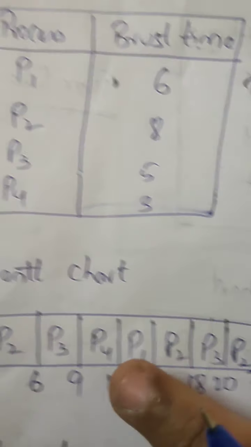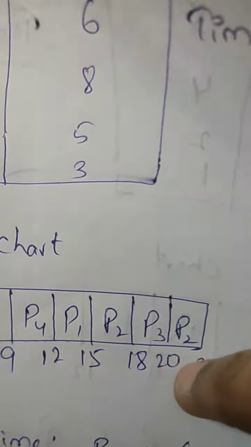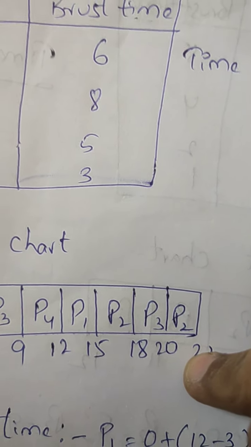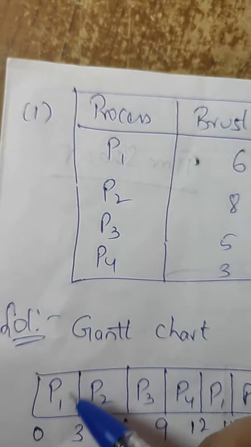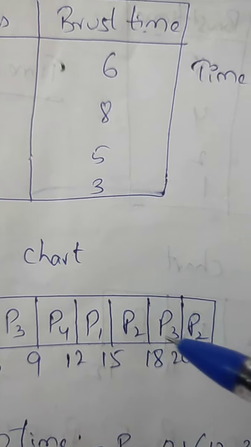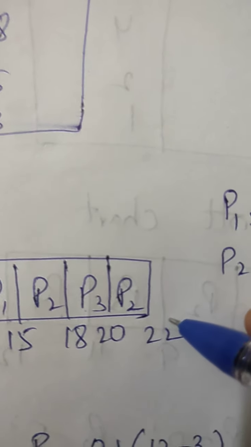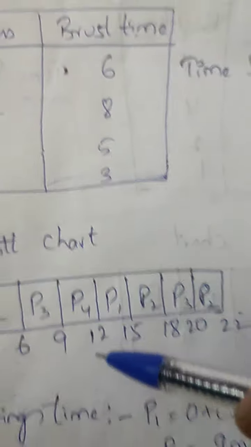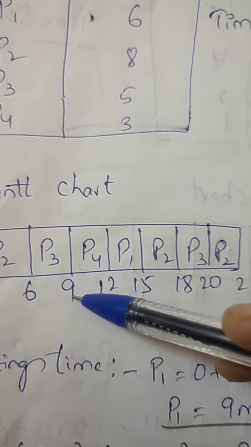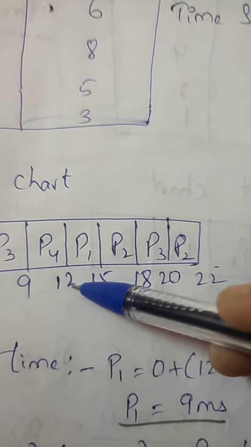Similarly, if I go for P2 you are going to have 6 plus 18 plus 22, right? So turnaround time is nothing but the time taken for completion. So P2 takes 6 milliseconds one time, 18 milliseconds another time, and last 22 milliseconds. Similarly, if you take P3, it's going to complete the task around 9 and then 20. But P4 is going to complete at 12 milliseconds. So write in all those things.